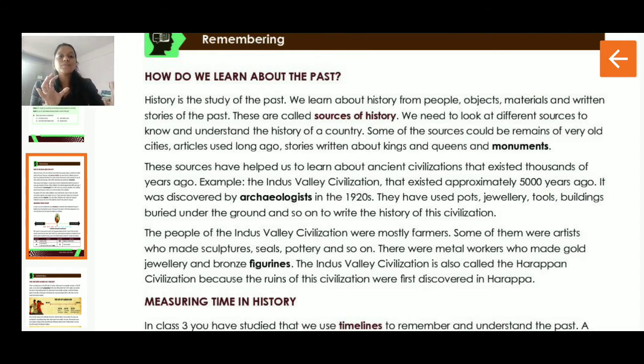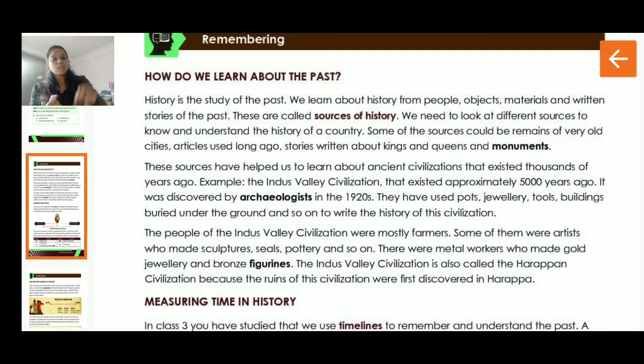तो अगर कोई भी history की आपको जानकारी चाहिए, उसका source क्या है, they have told, either you will get it from people, different people who are from the past, या they know the things very well. Second, from the objects which are from the past. If you find some objects from the past, you will come to know about that situation. Third thing is materials, again the same like objects, and stories, written stories.